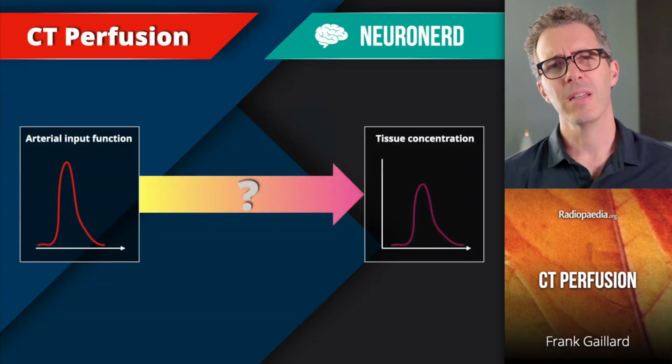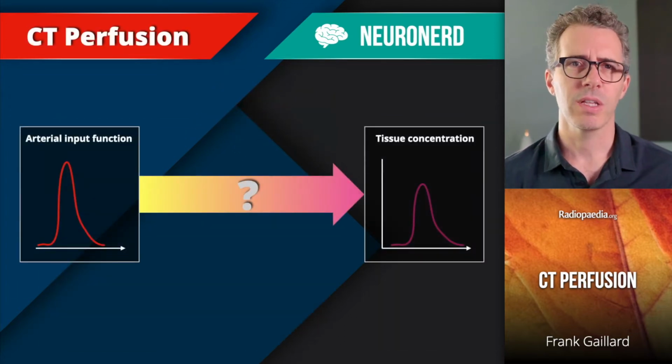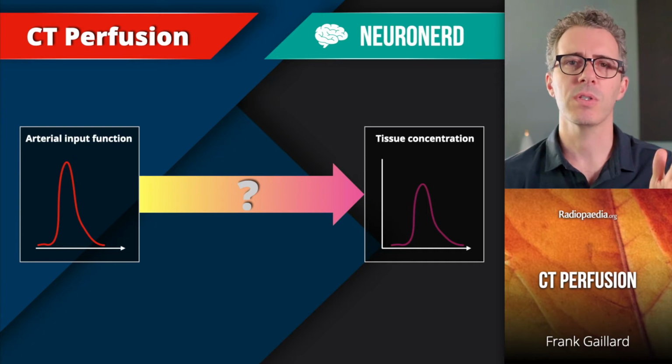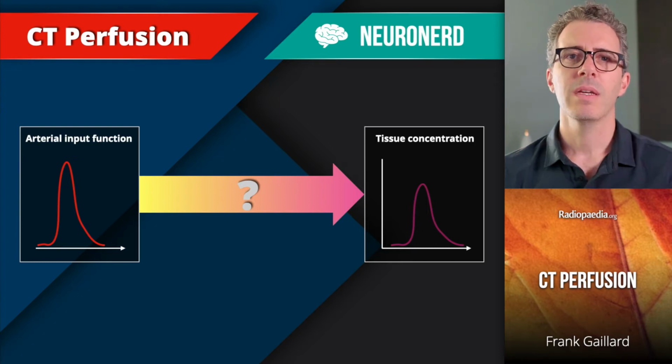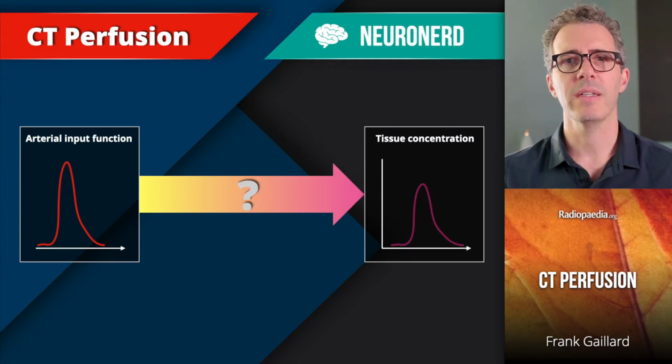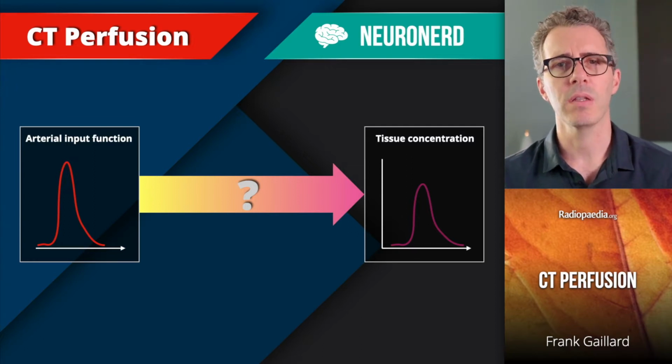What we can't directly observe is the effect of the microcirculation on the arterial input function. This is what results in the change of shape from arterial input function to the observed tissue concentration curve. It is this microcirculation effect that will vary from region to region and gives us an insight into what is happening at a local level.